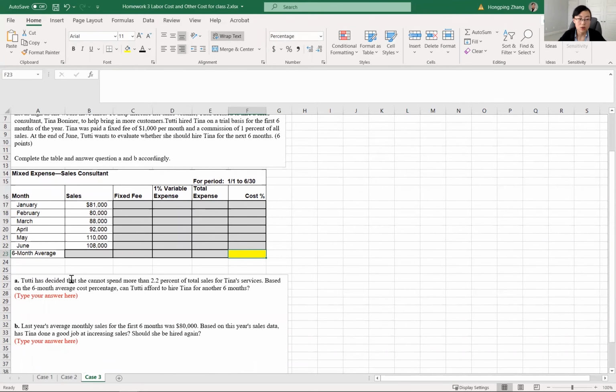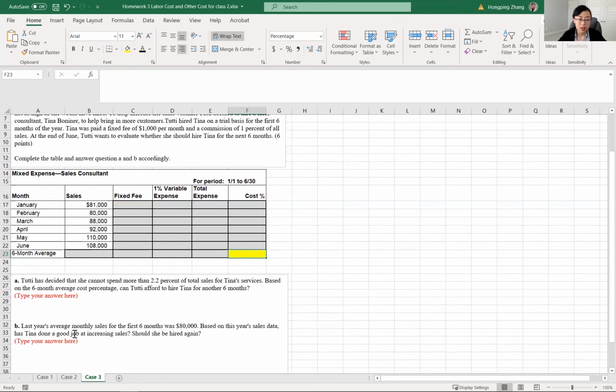We want to know, is it higher than 2.2% or lower than 2.2? Because the manager has decided we cannot spend more than 2.2% total cost percentage for hiring a consultant. Therefore, if this average cost percentage in the past 6 months is higher than 2.2, then no. If it is lower, then yes.